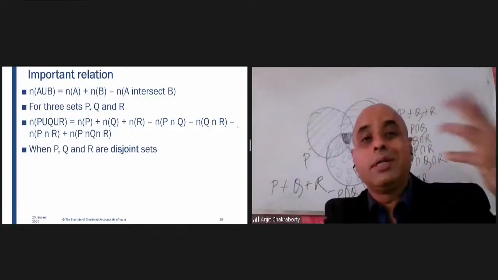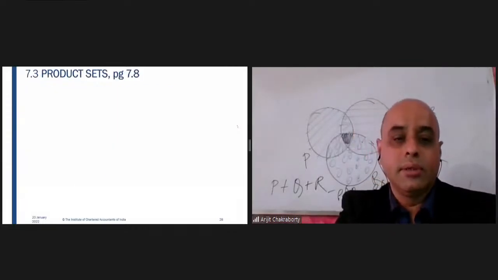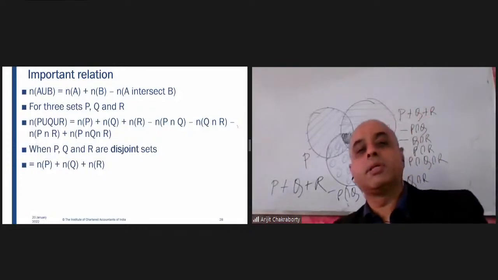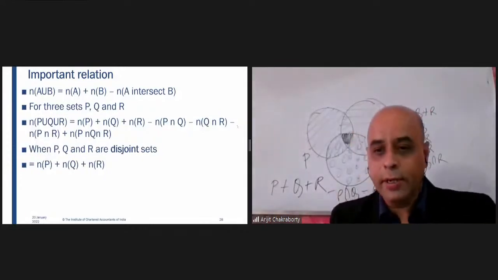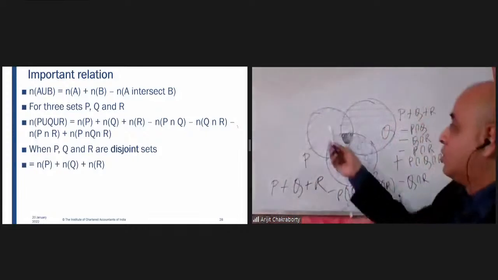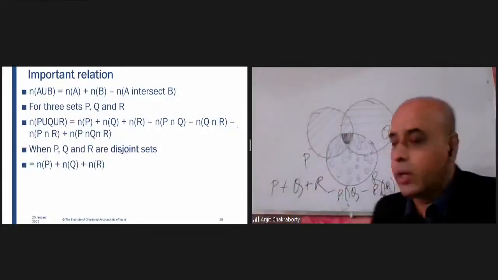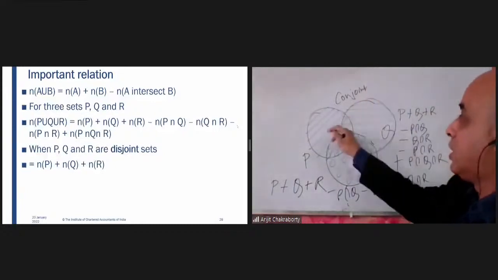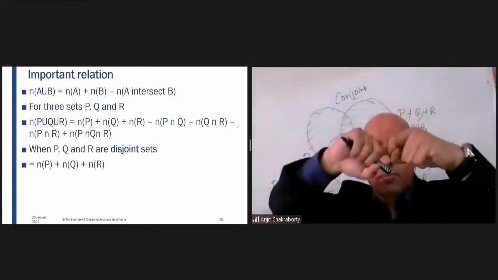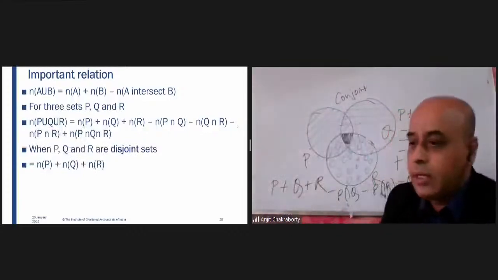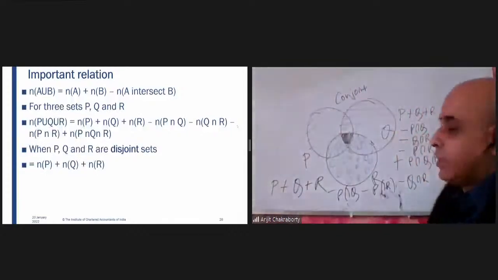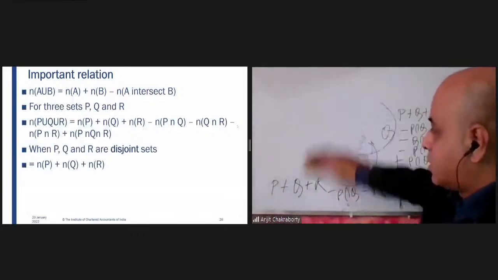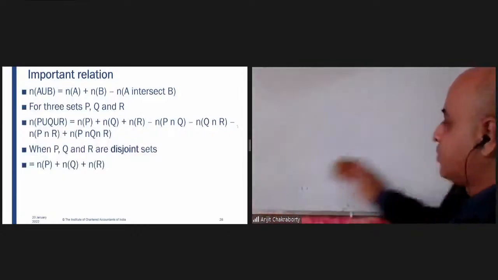Now, when P, Q, R are disjoint, it is extremely easy. Then P union Q union R will be equal to P plus Q plus R. What do you mean by disjoint? This is conjoint, because they are joint. They have common points. Think of the Olympic logo, for example. They are conjoint circles.